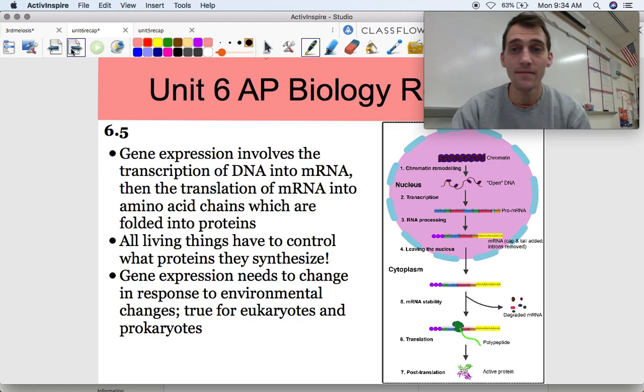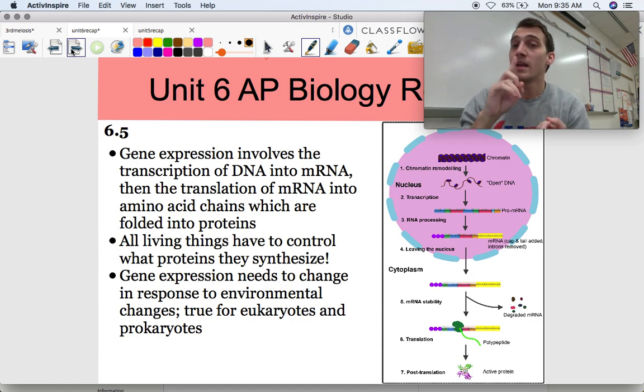Here we go. 6.5 is about the regulation of gene expression, controlling how and when and where and why genes are expressed. Gene expression involves the transcription of DNA into mRNA, then the translation of mRNA into amino acid chains, which are folded into protein. We know that. We've been over it. All living things have to control what proteins they synthesize. Not every gene can be expressed at full blast all the time. That doesn't make any sense, and that's not going to help anybody out, especially a multicellular organism like ourselves, right? It's not going to help anybody.